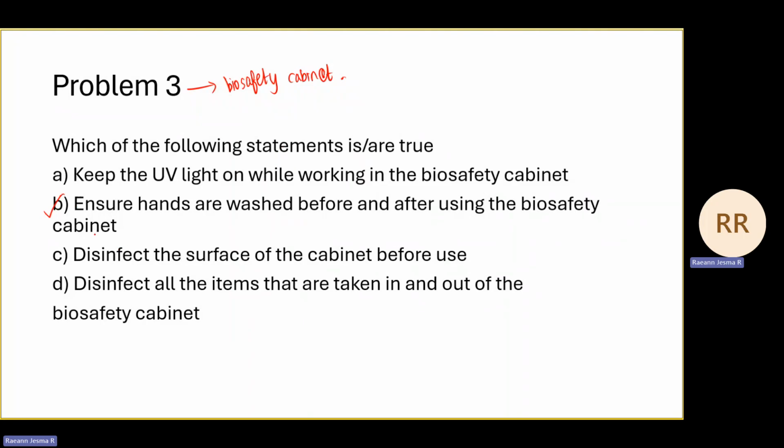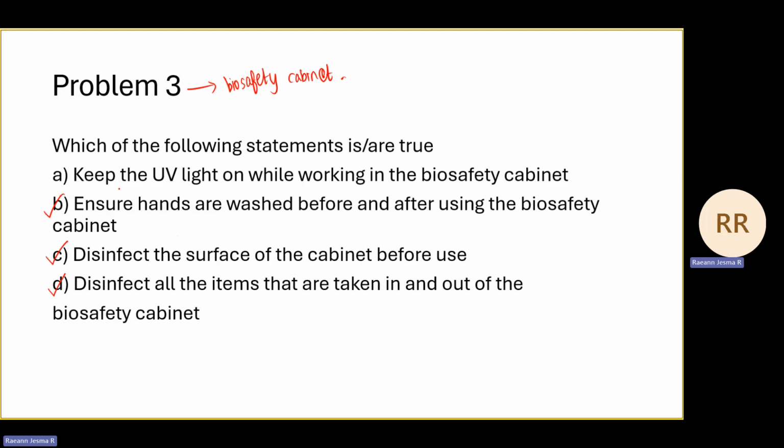Okay, then option C is disinfect the surface of the cabinet before use. So before using, we have to ensure that the surface is clean and that there are no other contaminants present on the surface. So this is also correct. Then we also have to disinfect all the items that are taken in or taken out of the biosafety cabinet. So that also is correct.